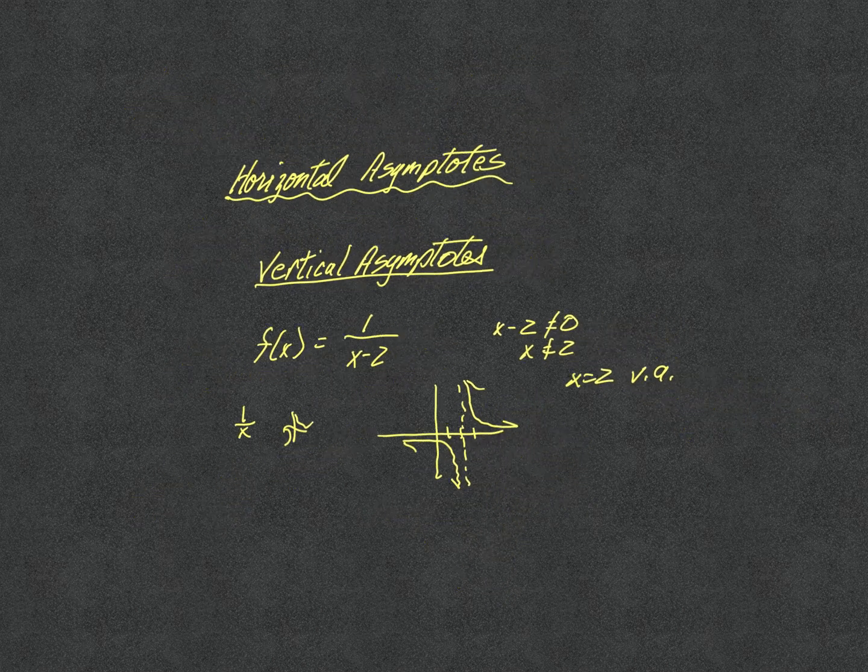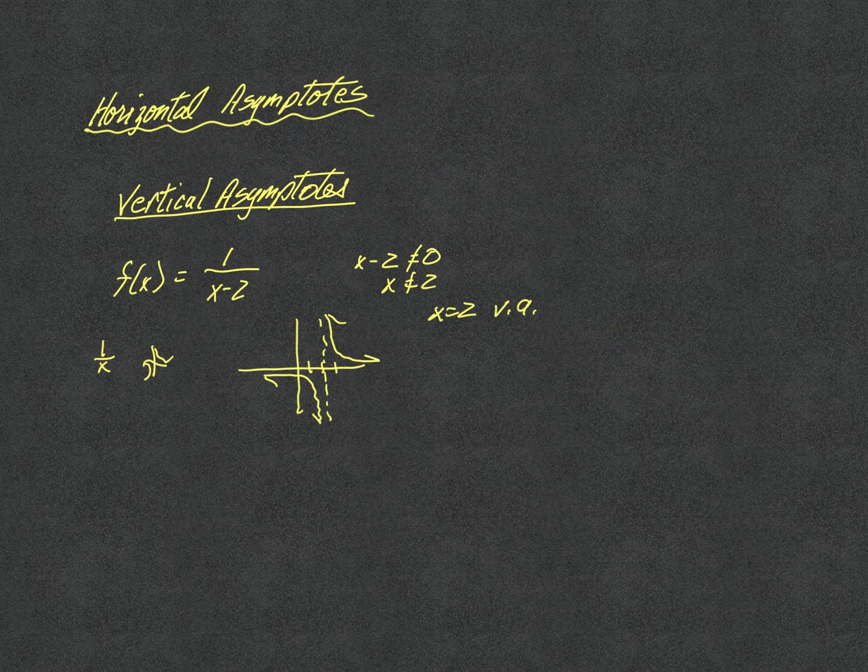But if you remember in calculus, what we did is we would say, oh, okay, so x equals 2 is our vertical asymptote, and now we want to decide what's the graph doing, right? So we would take the limit as x approaches 2 from the left side of 1 over x minus 2. And we'd take the limit as x approaches 2 from the right side of 1 over x minus 2.